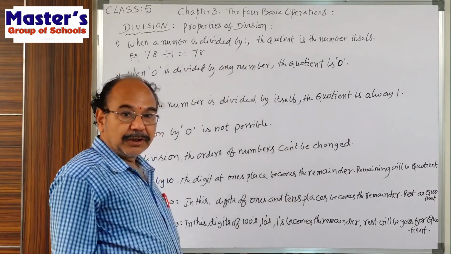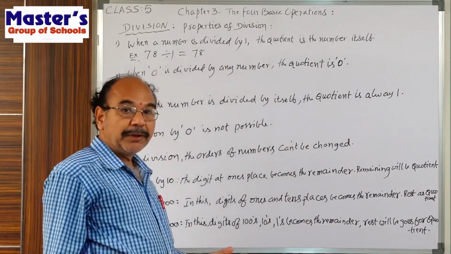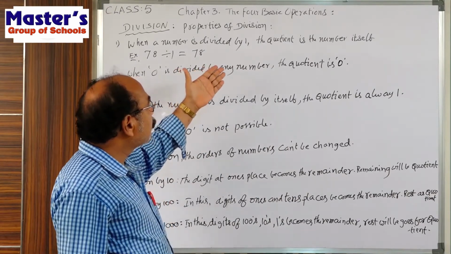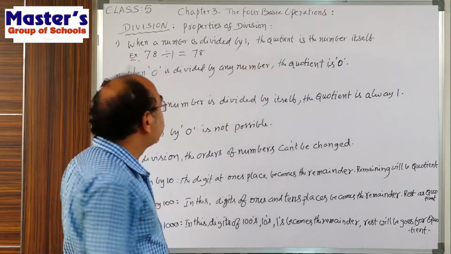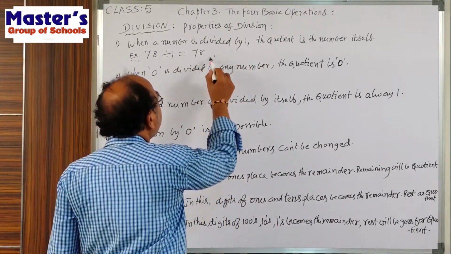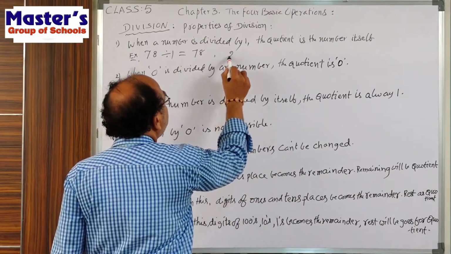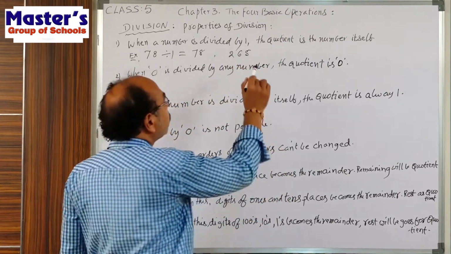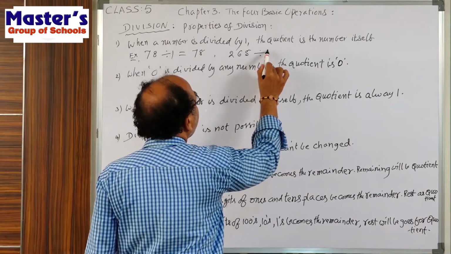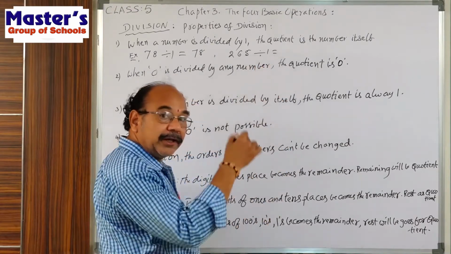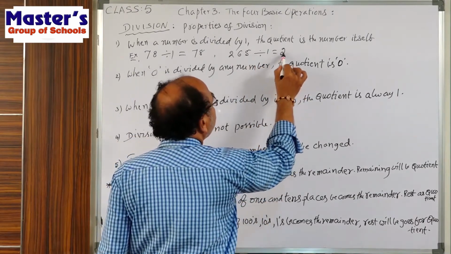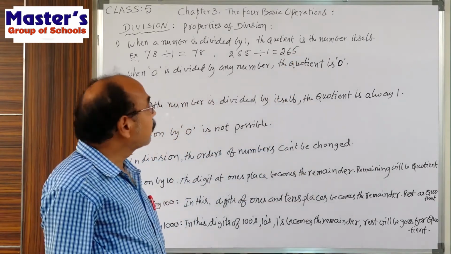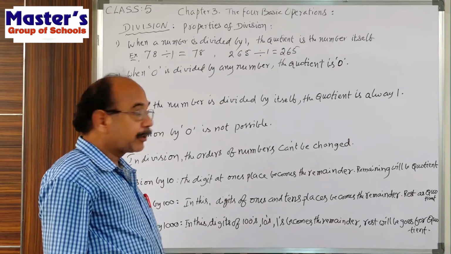Not only this number, any number you take and divide by 1, the quotient is the number itself. For example, one more example, children. Suppose 265. Divide this number with 1. Then again you get 265 only. That is the first property.